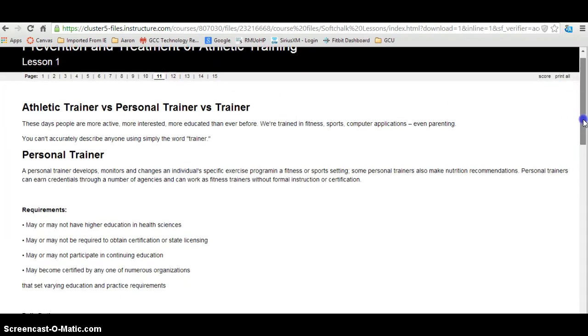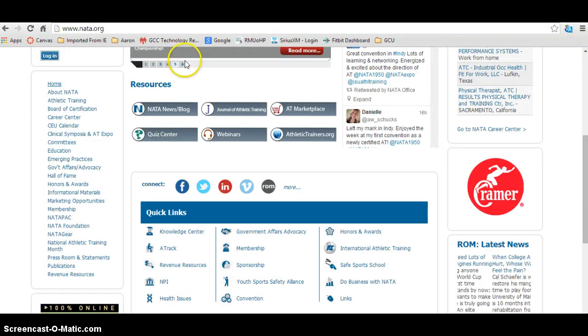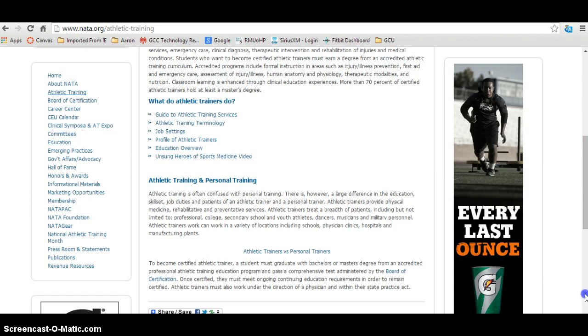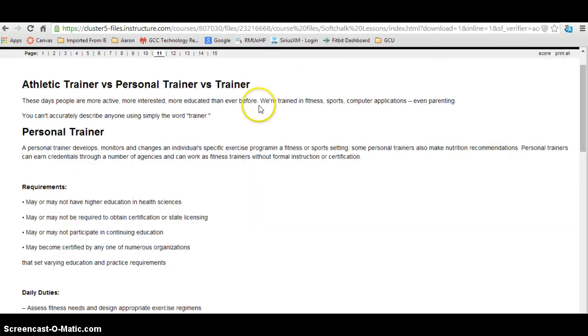So athletic training is not personal training. Athletic training requires a minimum of a bachelor's degree or an entry-level master's degree. On the NATA website, if you click in the athletic training section, we have some information about what is specific to an athletic trainer, and then athletic trainers versus personal trainers, so you can have a little bit of an idea. I know a lot of you are interested in personal training. It's not specific to athletic training. There's your information about job settings, about the different settings. You can click on that and get some information about the differences between athletic training and personal training.